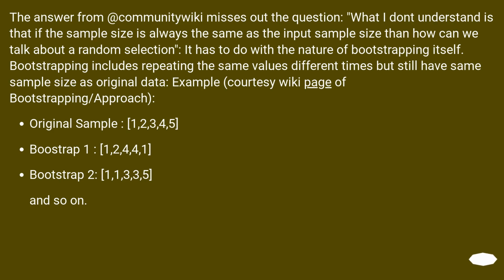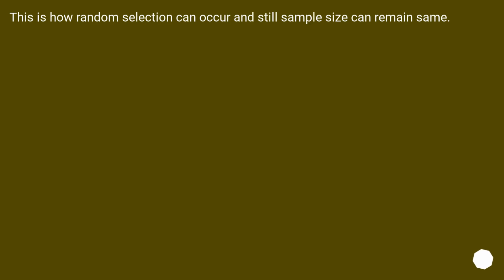Original sample: 1, 2, 3, 4, 5. Bootstrap 1: 2, 4, 4, 1, 1. Bootstrap 2: 1, 3, 3, 5, 1. And so on. This is how random selection can occur and still the sample size can remain the same.